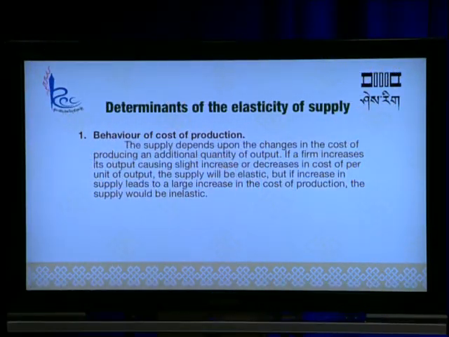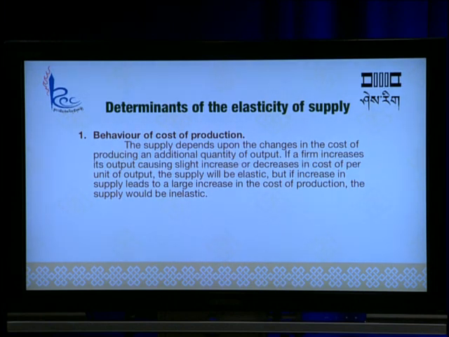If a firm incurs a slight increase or decrease in the cost of producing an additional unit of output, that is the marginal cost, then the supply in this case would be elastic, because it is not going to have a greater effect on the average price, as there is just a slight increase or decrease in the additional cost of producing an additional unit of output.